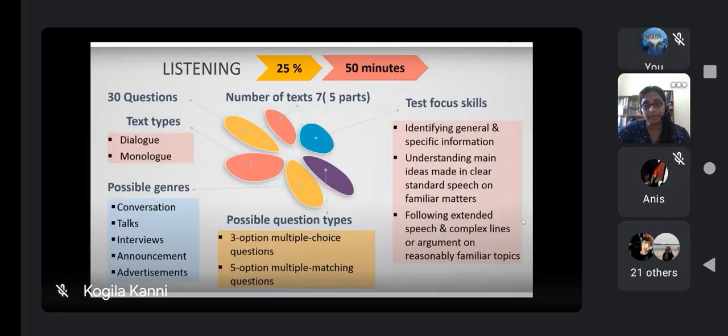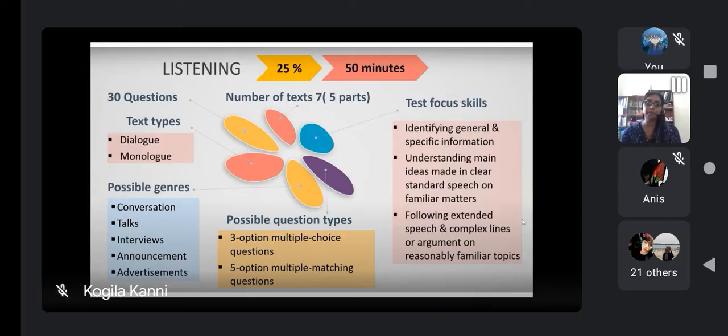Now, this is the specification for the listening paper. It is 25% out of your 4 papers, and it will be conducted for 50 minutes. You have 30 questions. You have all types of texts, from dialogues, monologues, conversations, talks, interviews, announcements, advertisements. It can be anything of academic version. You have 5 parts whereby you'll be listening to 7 recorded audios.